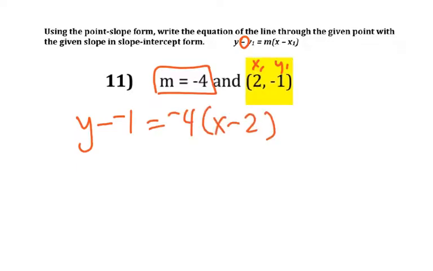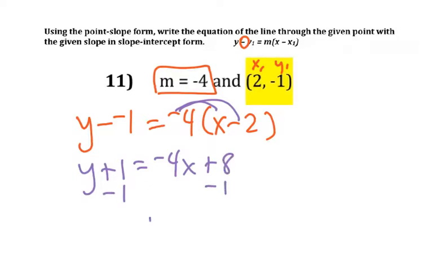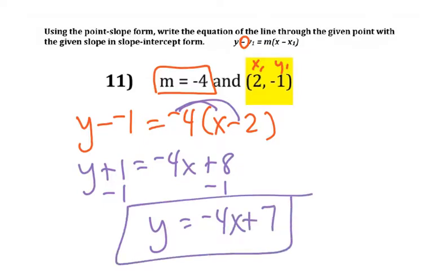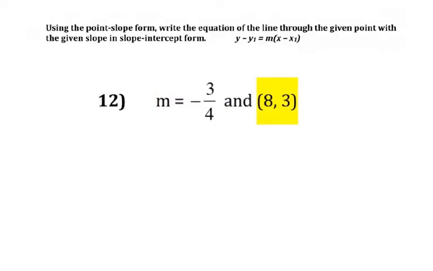And then you simplify. So I'm going to have y plus 1 equals, distribute, -4x plus 8. I'm going to solve it for y so that it's in slope-intercept form. So y is equal to -4x plus 7. And that's my line. Okay, now I'm going to go to 13. I want you to pause the video and I want you to try number 12 by yourself and see if you get it right.